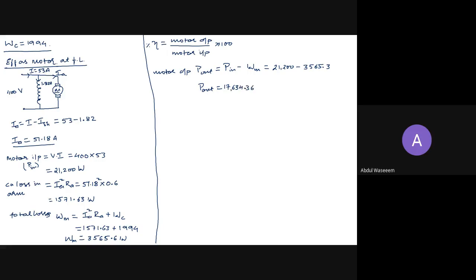Watts. Now therefore efficiency of motor is equal to 17,634.36 divided by 21,200 into 100. This is percentage efficiency. So efficiency of motor is equal to 83.18%. Right? Efficiency of motor is equal to 83.18%.